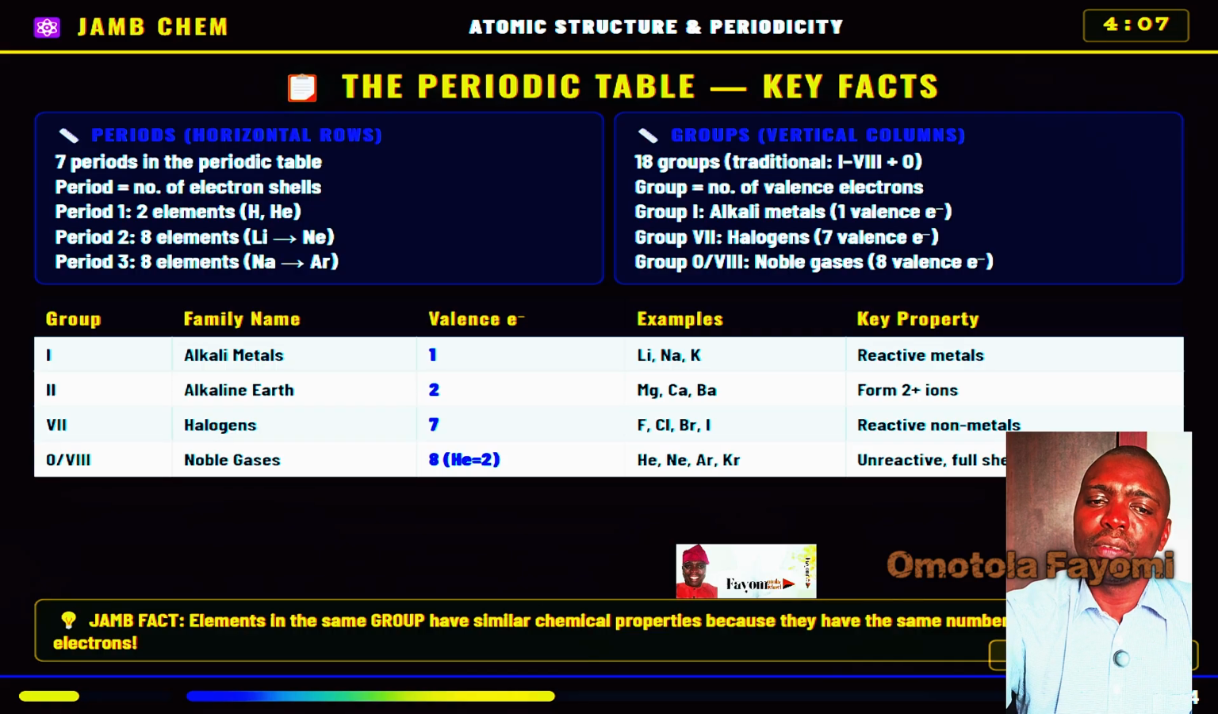Period 2 has 8 elements. Period 3 has 8 elements. Groups are the vertical columns. There are 18 groups. The group number tells you how many valence electrons are in the outermost shell.